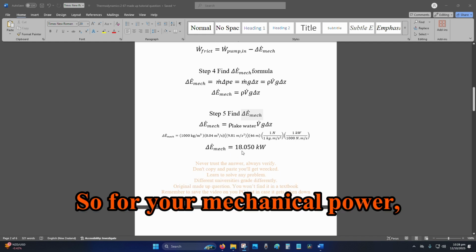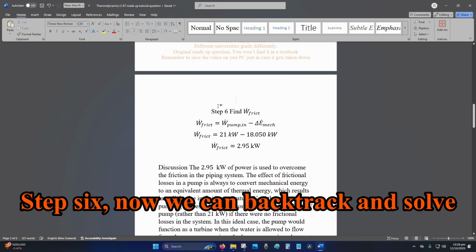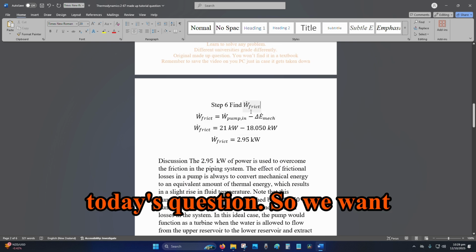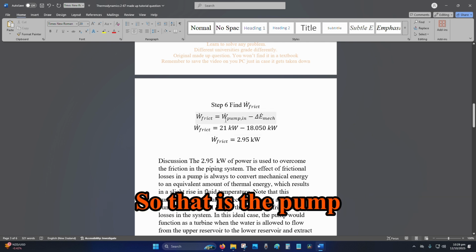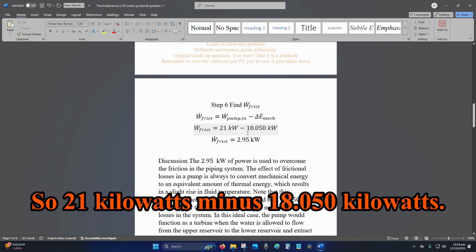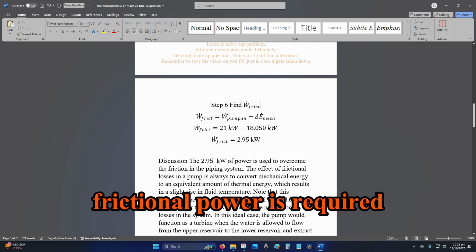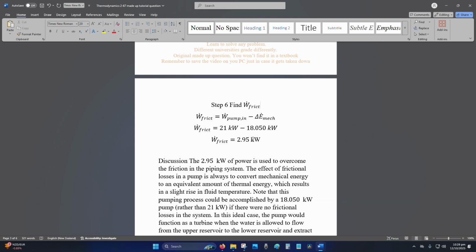So for your mechanical power, you'll get 18.050 kilowatts. Step 6, now we can backtrack and solve today's question. So we want to find the frictional power. So that is the pump minus the mechanical power. So 21 kilowatts minus 18.050 kilowatts. So 2.95 kilowatts of frictional power is required to overcome the friction in the pipe.